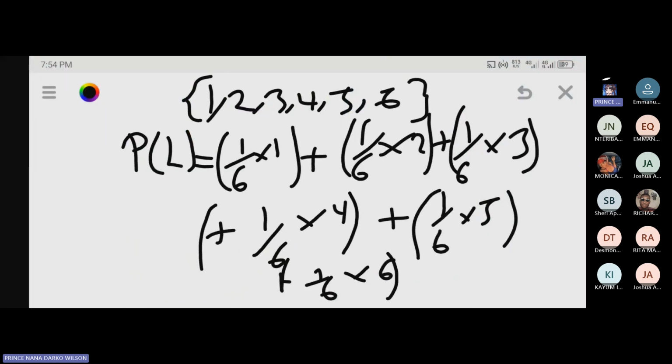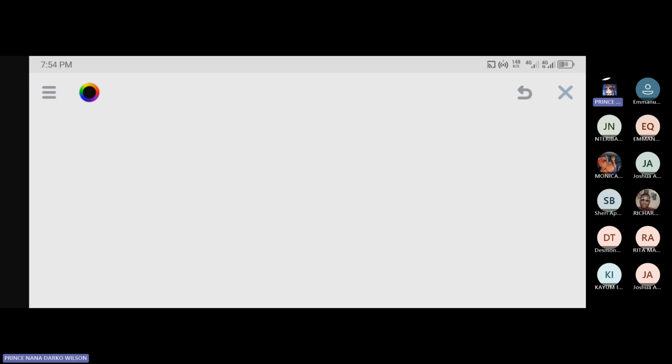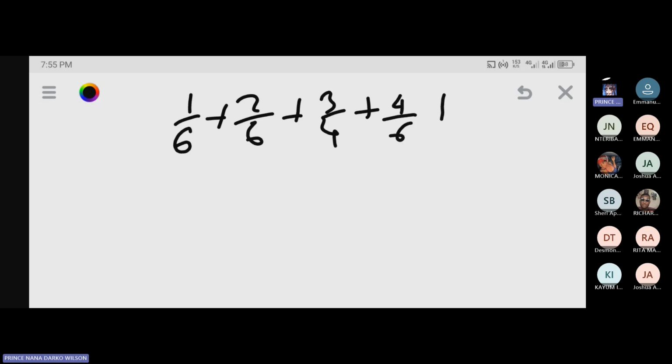So like this. You're going to have 1 over 6 times 1, which is still 1 over 6. 1 over 6 times 2, that's going to be 2 over 6. Times 3, that's 3 over 6. Times 4, that's 4 over 6. Times 5, that's 5 over 6. So then you're going to have something that looks like 1 over 6 plus 2 over 6 plus 3 over 6 plus 4 over 6 plus 5 over 6 and plus 6 over 6.